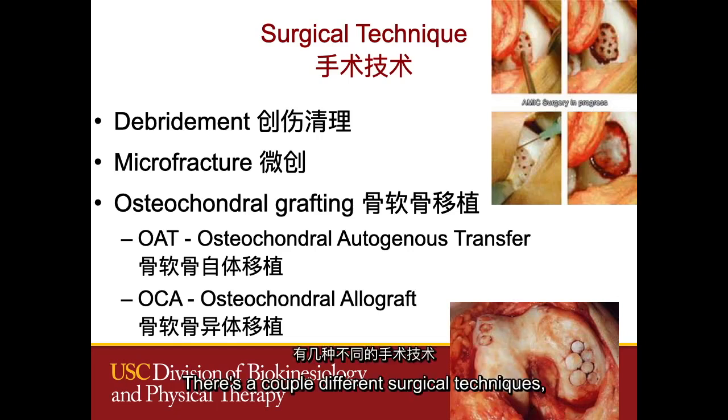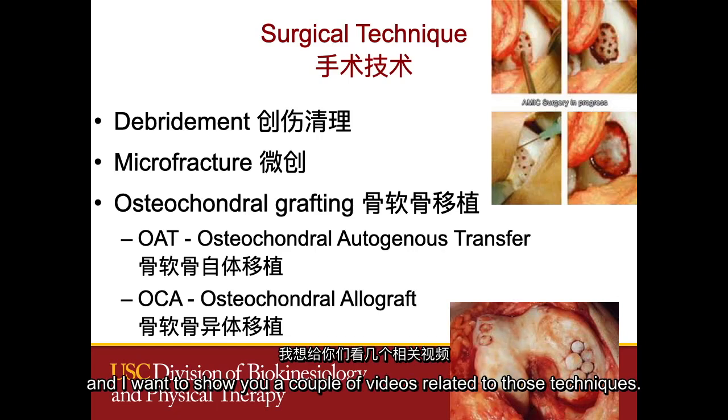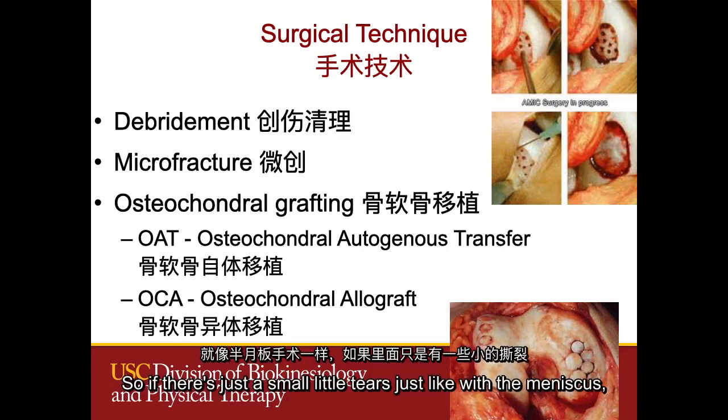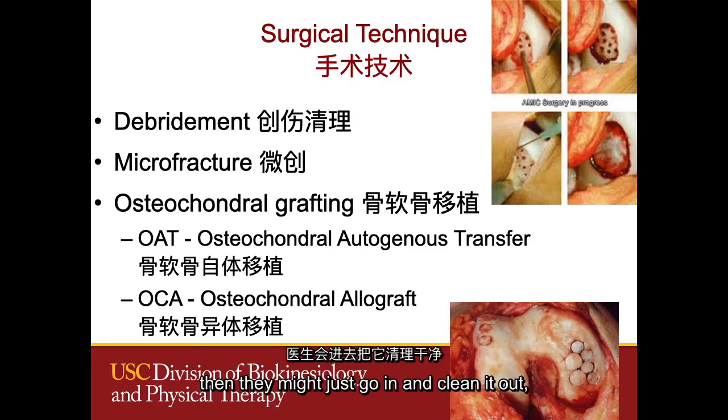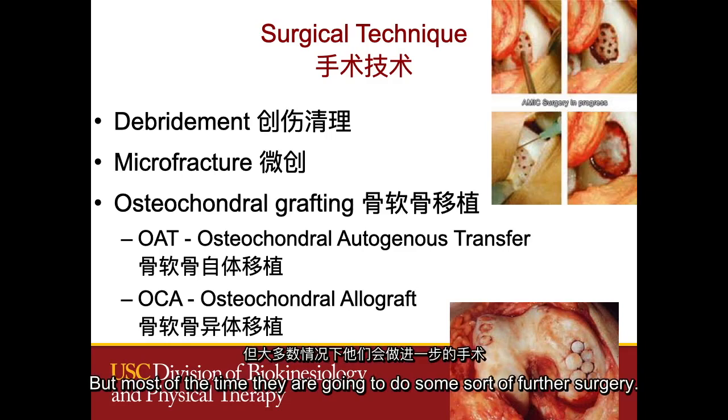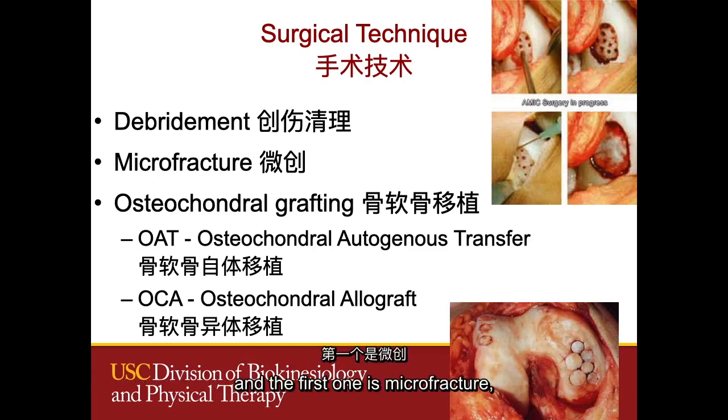There's a couple different surgical techniques, and I'm going to show you a couple of videos related to those techniques. The first one is debridement. So if there's just a small little tear, it's just like with the meniscus, then they might just go in and clean it out. So they don't actually do anything beyond that. But most of the time they're going to do some sort of further surgery. And the first one is microfracture.